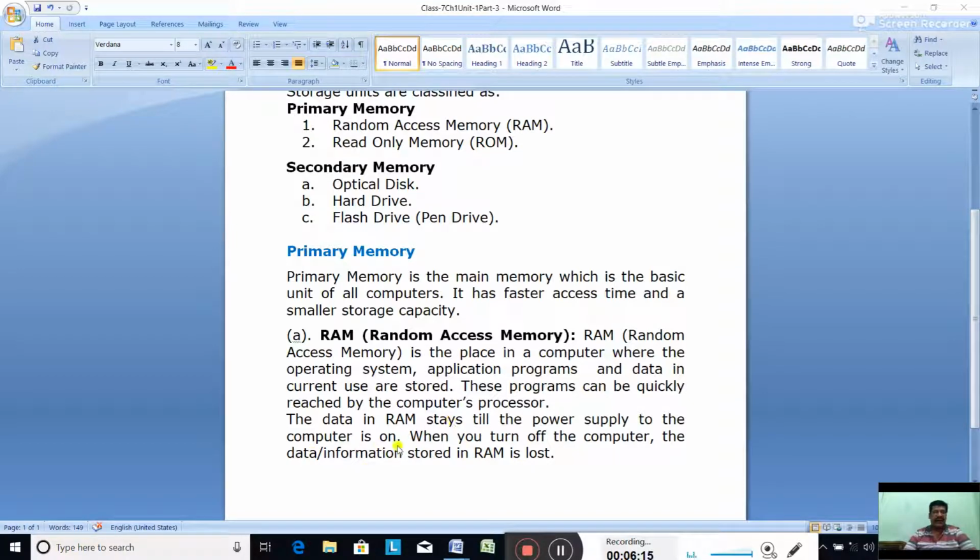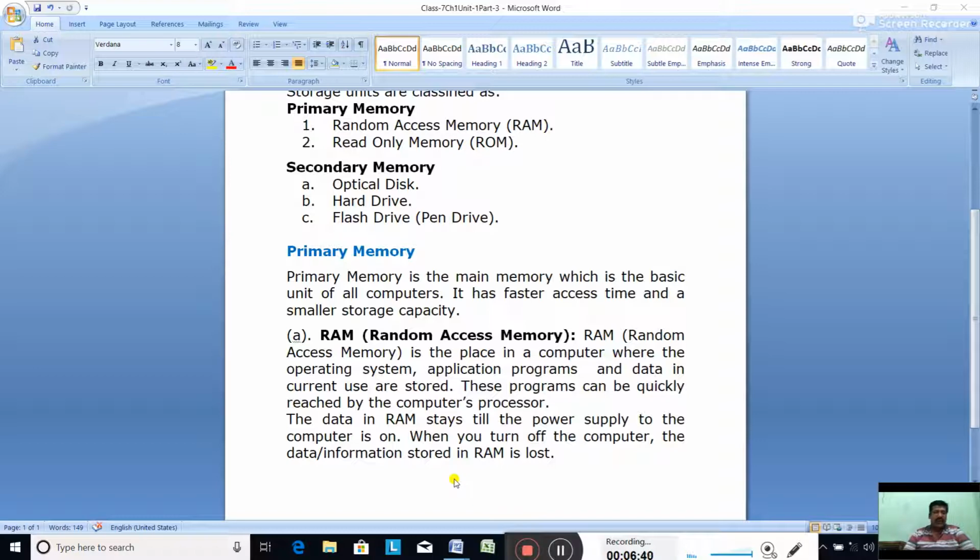Because of this, only RAM is called volatile memory. Why volatile memory? Because data remains in the RAM till the power supply to the computer is on. Whenever you turn off the computer, the data and information stored in RAM is lost. When you turn on your computer again, the operating system and the other files are loaded into RAM, so the system gets ready for the user.